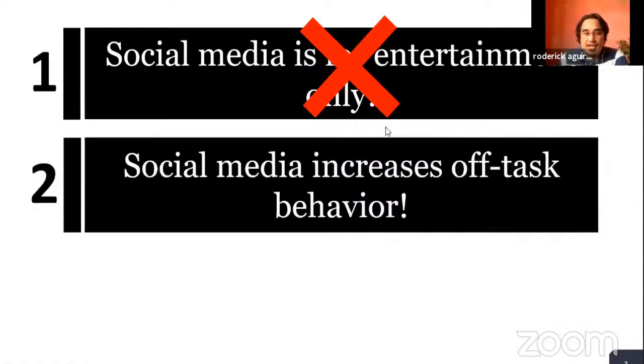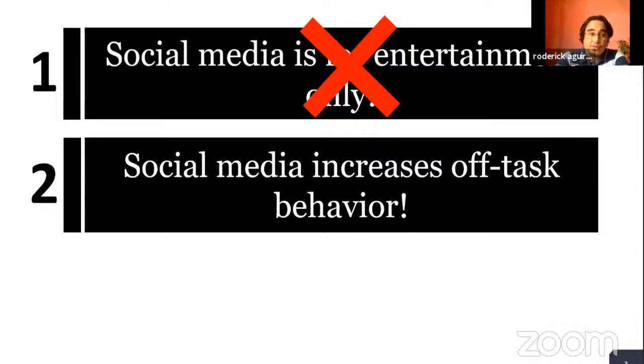Statement number two says social media increases off task behavior, meaning that it distracts individuals from the actual work. It distracts students from doing what is necessary and what should be prioritized, and it distracts students from actual learning of the subject areas and the lessons.